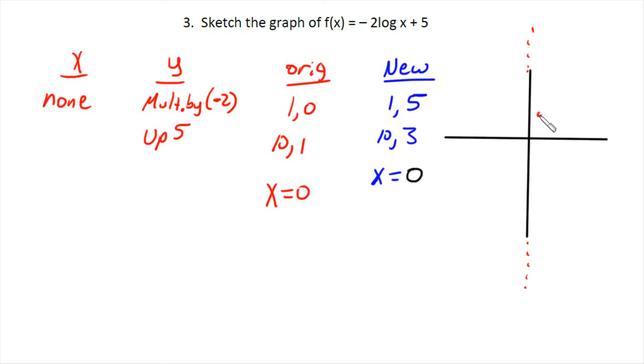We have 1, 5 here and 10, 3 here. Based on that information, it has to be shaped like this, and it will cross the x-axis out here somewhere. So that point is 10, 3, and this point is 1, 5. And then our vertical asymptote was here at x equals 0. Alright, that's it for problem 3.